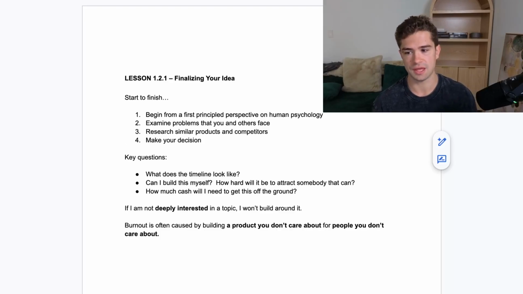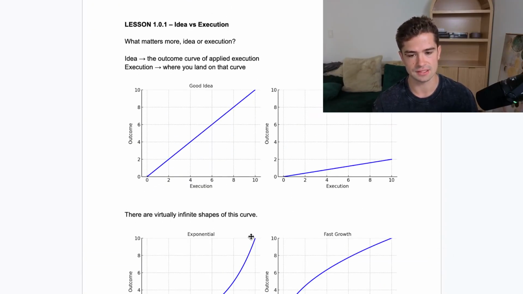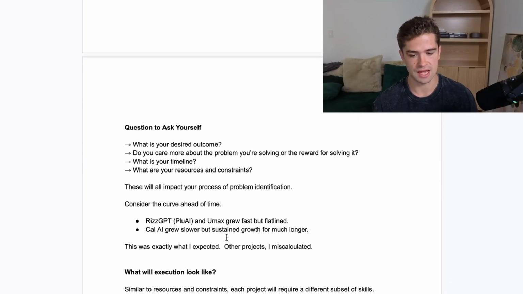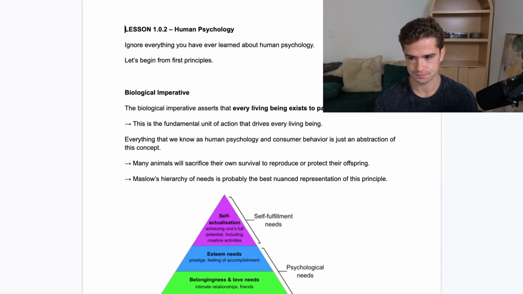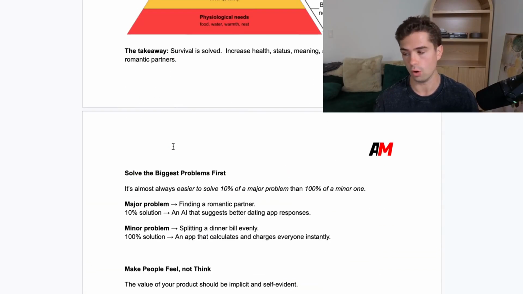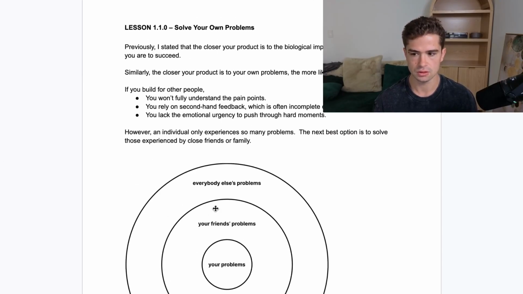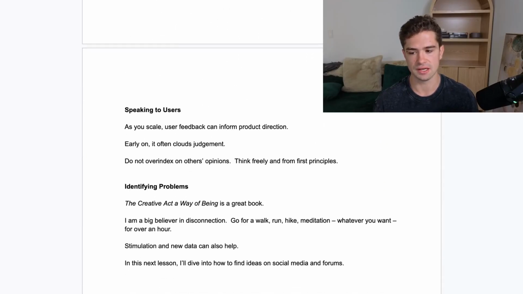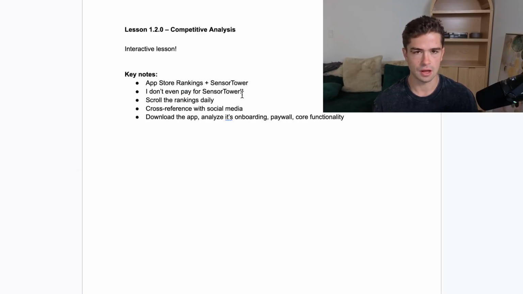So we started off with case studies. We went through the background of idea versus execution, analyzing the different outcome curves, as well as asking yourself what you're interested in and examining your constraints and resources. We went through human psychology, some of the underpinnings of what makes a great idea and what problems you should solve for people. We went through the process of ideation, identifying and solving your own problems, scrolling social media, performing competitive analysis on the App Store as well as Sensor Tower.